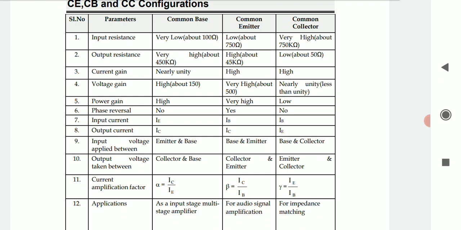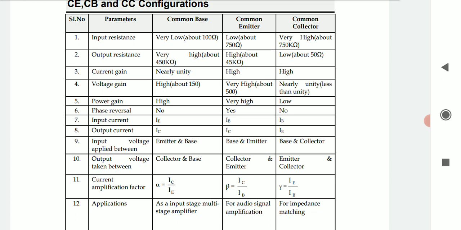Is it understood? By applying a sinusoidal wave as the input, the first half cycle may be positive half, the second half cycle negative half. Generally it is like that only. If this kind of input signal is applied and you get the same signal at the output side, that is called no phase reversal. So in common base the phase reversal is no, whereas in common emitter it is yes. In common emitter phase reversal must be there, whereas in common collector there is no phase reversal.